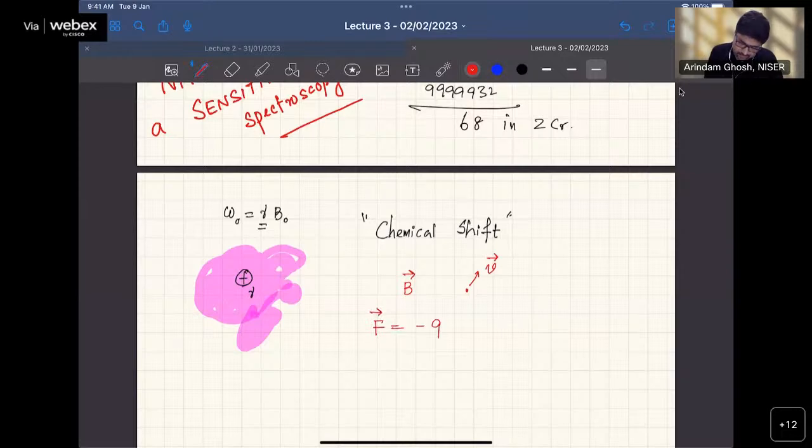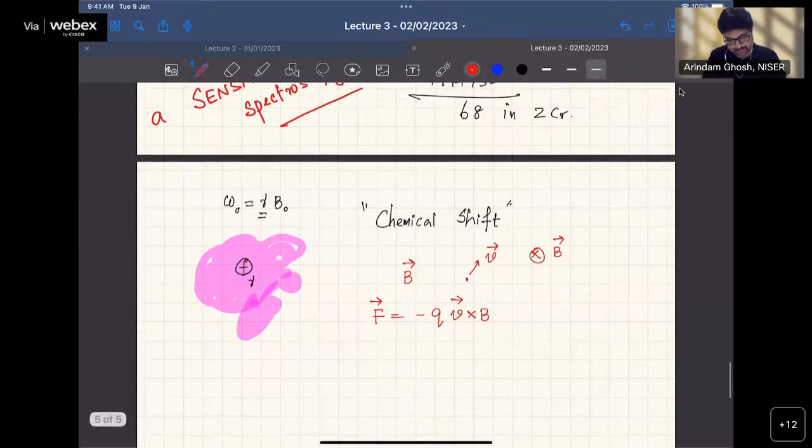is minus Q V cross B. Actually, the Lorentz force also has Q times E, but I don't have any electric field here, so I'm just dropping this. Minus Q V cross B. Now let's take the direction of B. So B is supposed to be like this. That means it is going exactly from top to bottom through the paper, right?